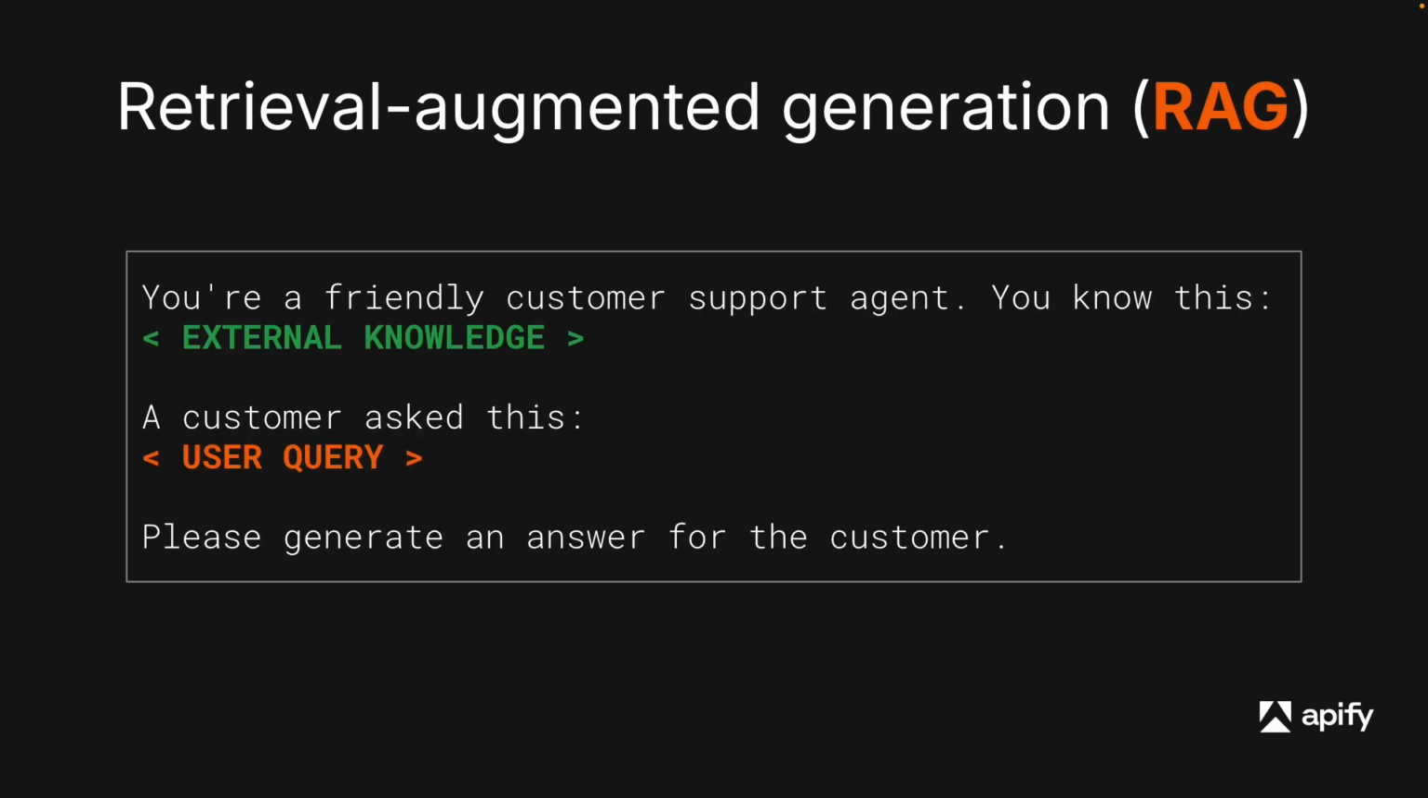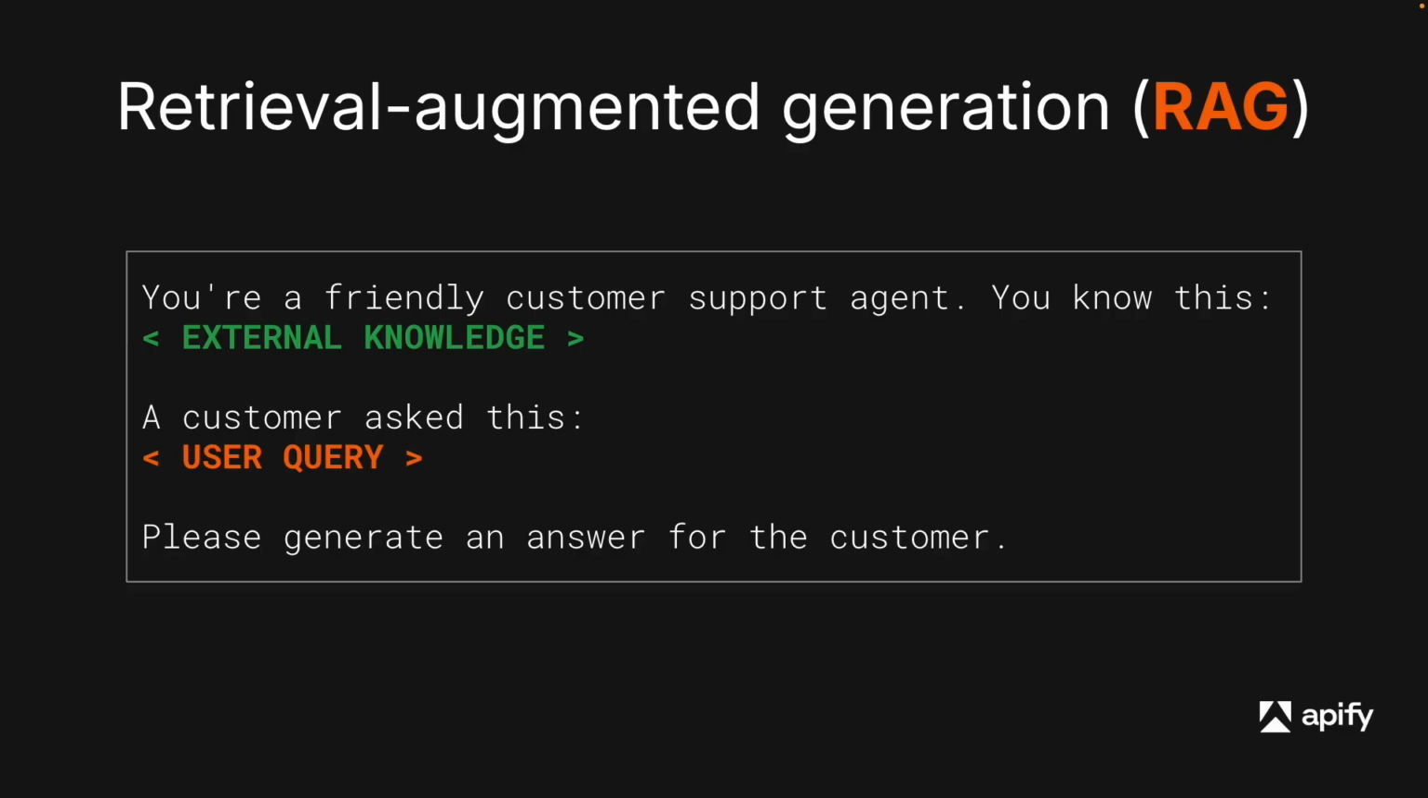It looks something like this. This is a very simplified explanation of how it works in the prompt. We have a system prompt: you are a friendly customer support agent, and you know this. There is the external knowledge, which is retrieved by RAG, and then there is some user query, followed by the end of the system prompt: please generate an answer for the customer.